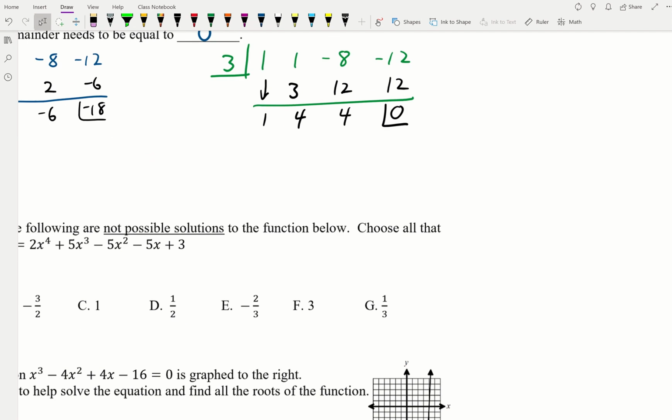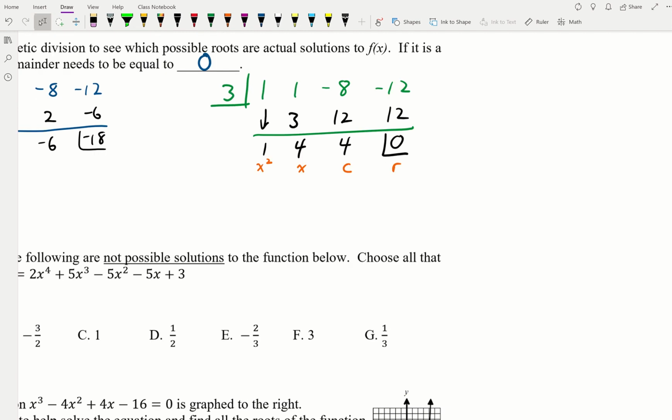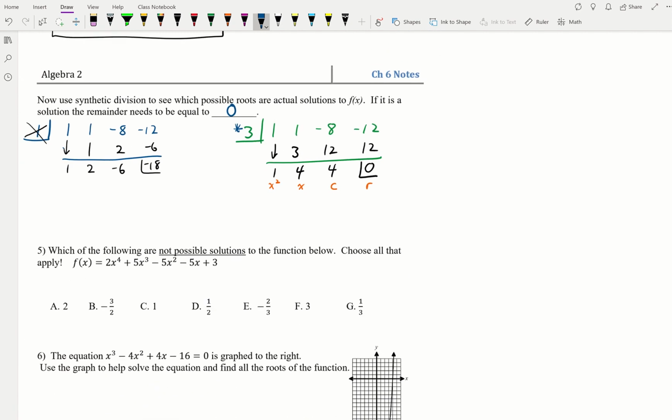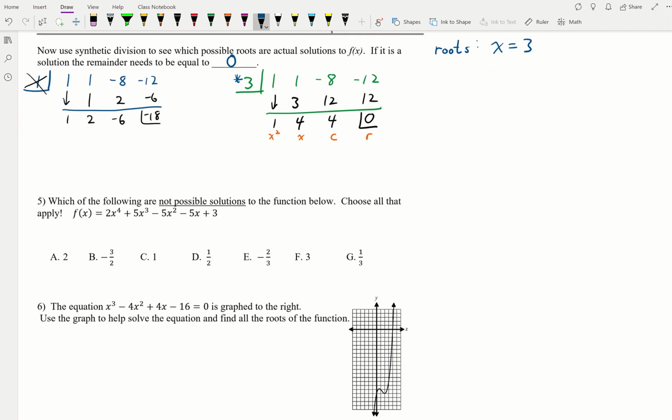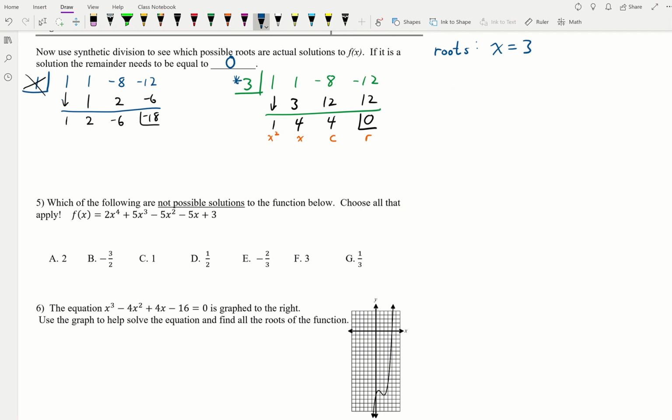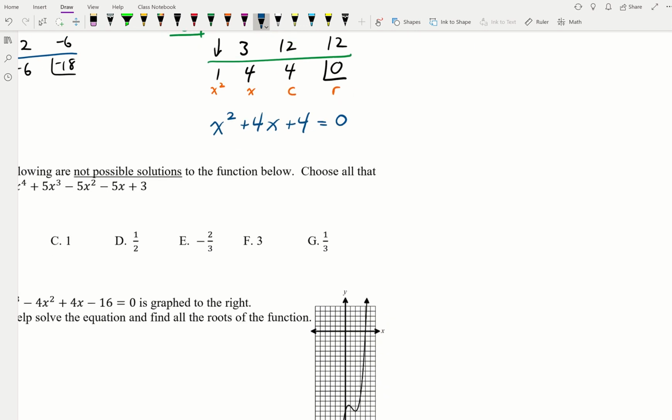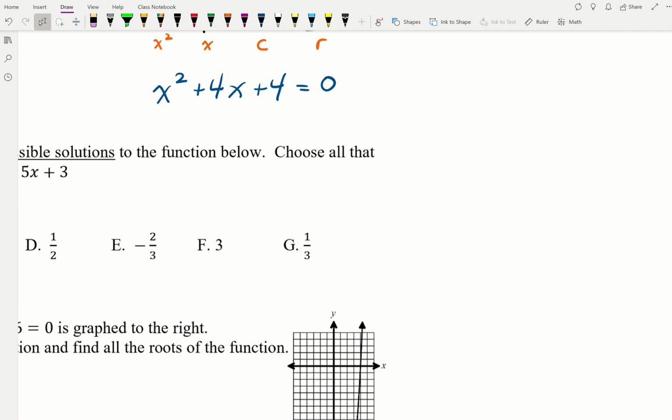Remember, when you do synthetic division, this is your remainder, this is the constant, this is x, and this is x squared. So we now know a couple things. We know that 3 is in fact a solution. So if I'm trying to find the actual roots, I know that one root is x equals 3. But I also know that when I divided by x minus 3 as the factor, I get this polynomial x squared plus 4x plus 4, which I can set equal to 0 and solve to find the other roots.